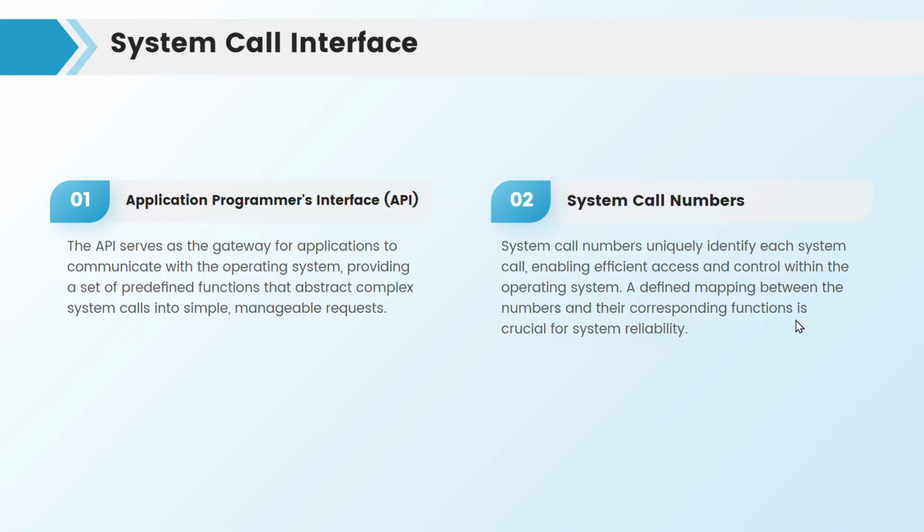System call implementation. System call interface. Application programmer's interface, that is API. The API serves as the gateway for applications to communicate with the operating systems, providing a set of predefined functions that abstract complex system calls into simple, manageable requests. System call numbers. System call numbers uniquely identify each system call, enabling efficient access and control within the operating system. A defined mapping between numbers and their corresponding functions is crucial for system reliability.